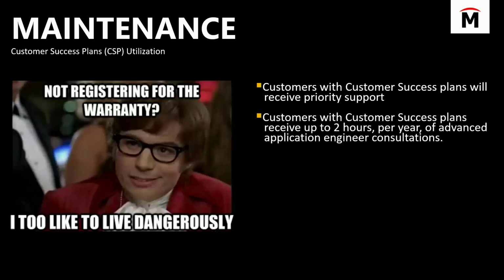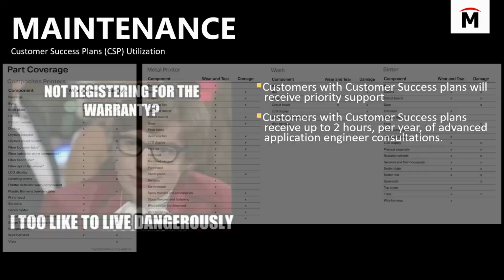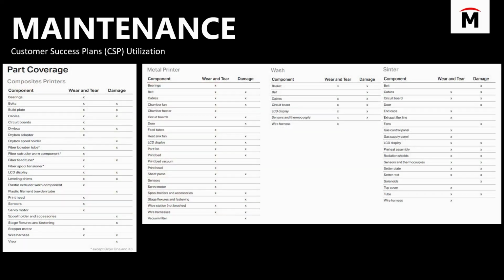They are basically an extension of your team and your printers. Now let's take a look at what this bumper-to-bumper part warranty really covers. On the left, we have all the parts that are covered on the composite machines, and on the right, we have all the parts covered under the Metal X system.